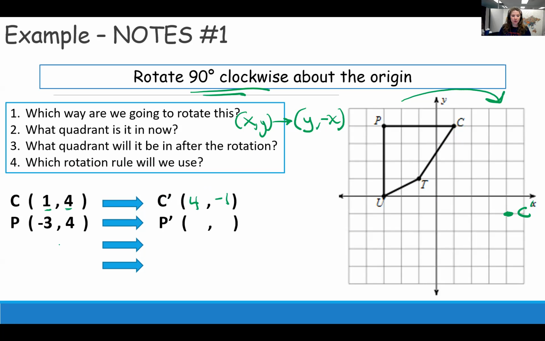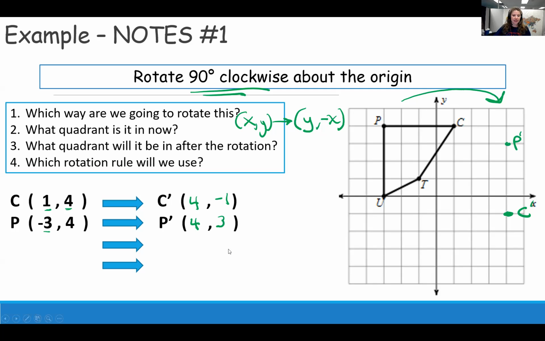P prime. We're going to take our x, move it to the back, and it changes sign. So a negative becomes a positive. We take our 4, bring it to the front, and it stays the same. So P prime is going to move from here to 4, 1, 2, 3, 4, 1, 2, 3. Right there. There is P prime.